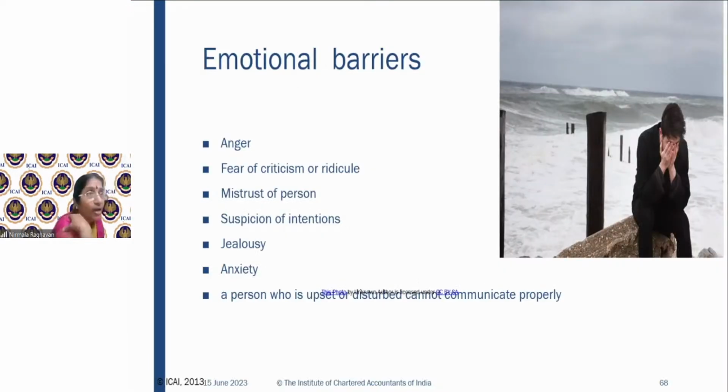Now, emotional barriers. As I said already, say I had a fight at home and I go to office in the same mood, and there I become sensitive to whatever people might say around me, and therefore I flare up or get angry and shout back. That is an emotional barrier. What happens? You don't understand what others are saying and you cannot communicate properly. Anger, fear of criticism or ridicule, mistrust of a person, suspicion of intentions, jealousy, anxiety, all these can become barriers of communication.